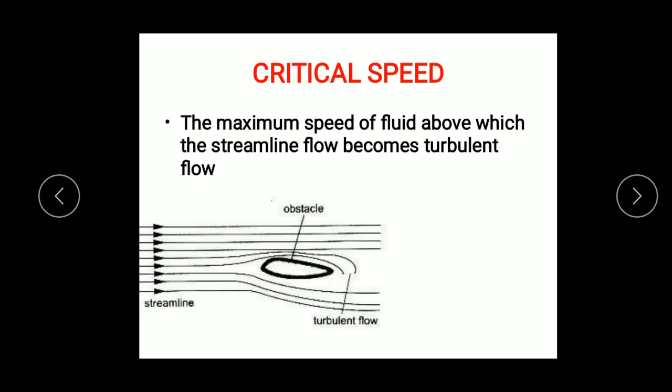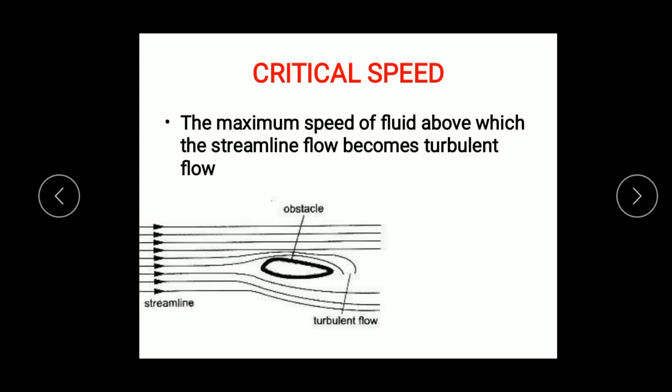The maximum velocity of the fluid above which a streamline flow becomes turbulent flow is called the critical velocity or critical speed. So as we have two types of flow of fluids, one is streamline flow and another is turbulent flow. Streamline means the velocity of every particle of the fluid at any point is constant. So if the velocity of the fluid exceeds the critical velocity, then the streamline flow becomes turbulent flow.